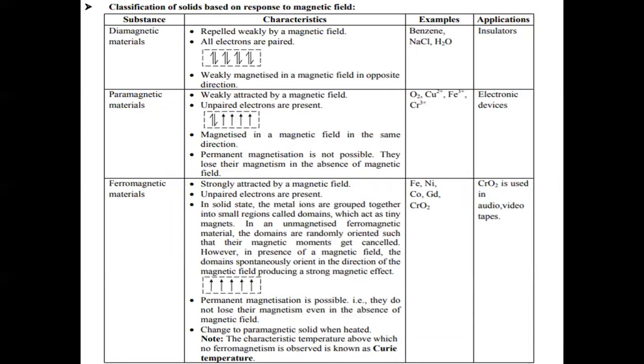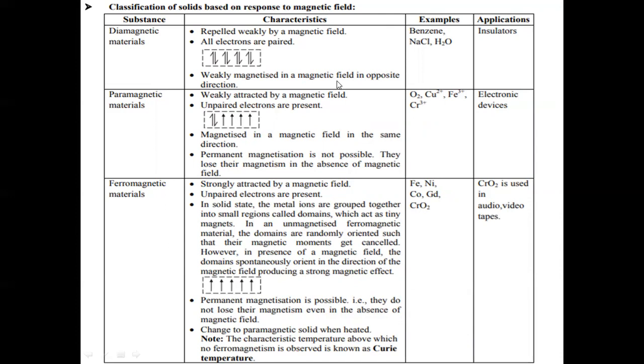Classification of solids based on response to magnetic field. Diamagnetic material: substances that are weakly repelled by an external magnetic field because of the absence of unpaired electrons are known as diamagnetic. Generally, they act as insulators. Example, benzene. Paramagnetic substances are weakly attracted by an external magnetic field because of the presence of unpaired electrons, and they have applications in electronic devices. Examples: O2, Cu2+, Fe3+, Cr3+, any ion with unpaired electrons.